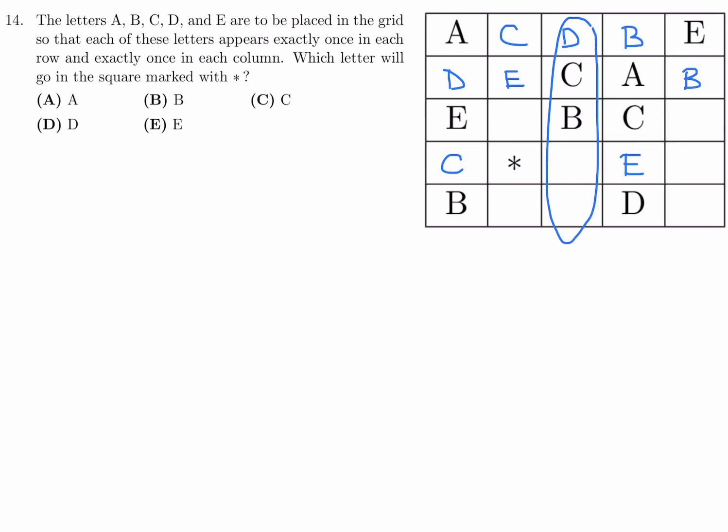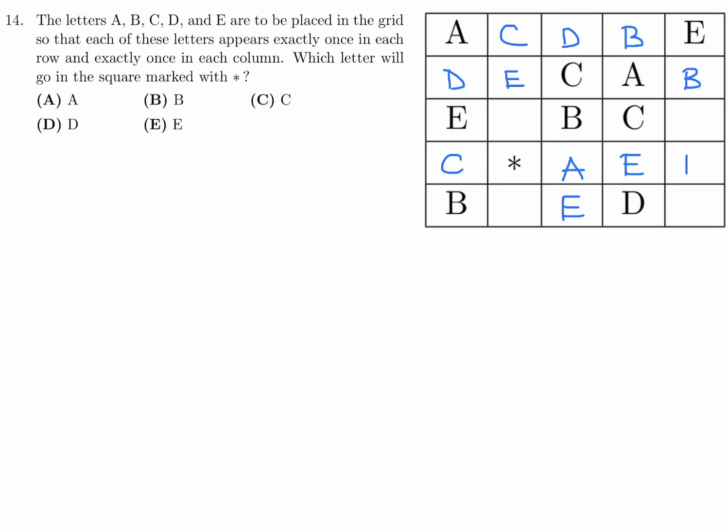I might as well try this one. That is missing an A and an E. E cannot go here, obviously, since E is already there, so E must go here, and therefore A goes here. I think finally we're ready to tackle that row. It's missing a B and a D.